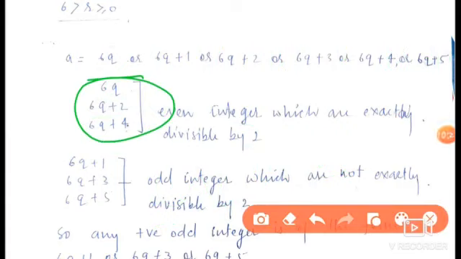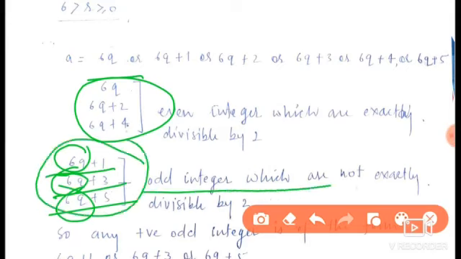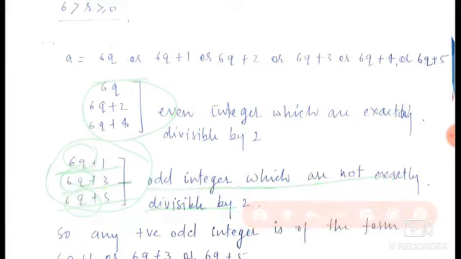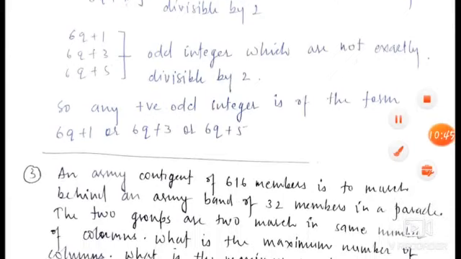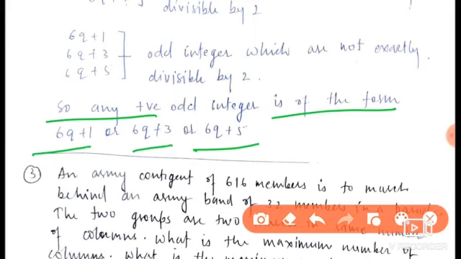Did you understand? I hope you understand. Then 6q + 1, 6q + 3, 6q + 5: 6q is even, and even plus odd is always odd. So these are not exactly divisible by 2. So these are odd integers. So we can write that any positive odd integer is of the form 6q + 1, or 6q + 3, or 6q + 5. So this is your solution. I hope you understand.